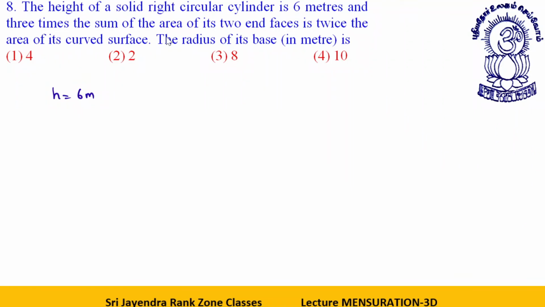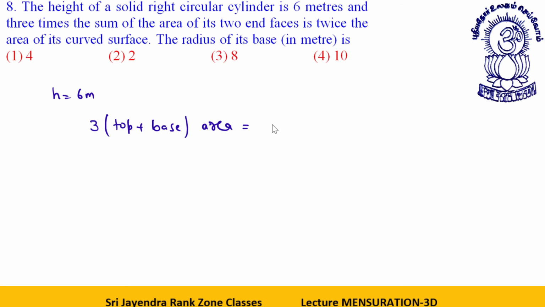It is given 3 times top plus base area, sum of the area of its two end faces, is twice the curved surface area. So this is like 3 into 2 pi r square is equal to 2 into 2 pi r h. 2 and 2 will cancel. Pi and pi will cancel. So I get 3 into r is equal to r into h.